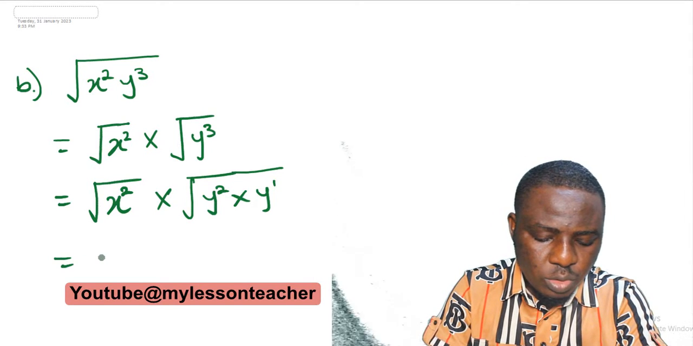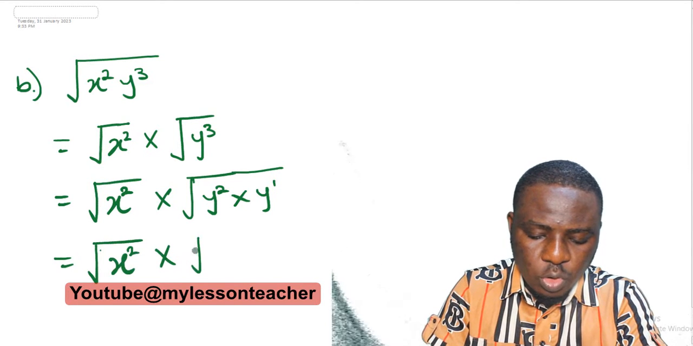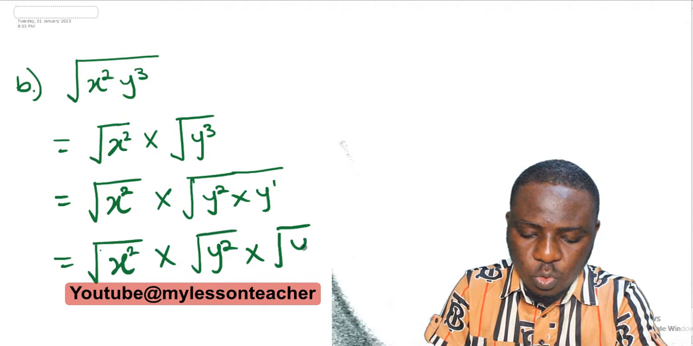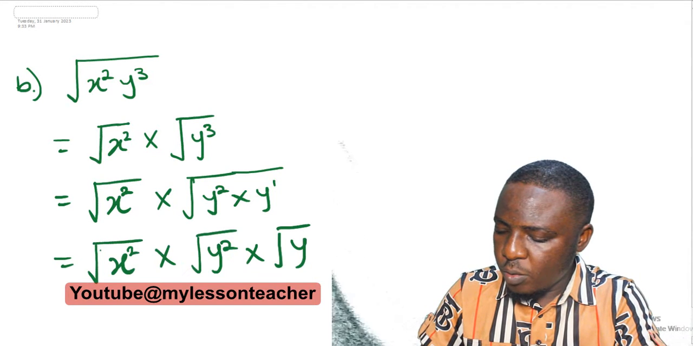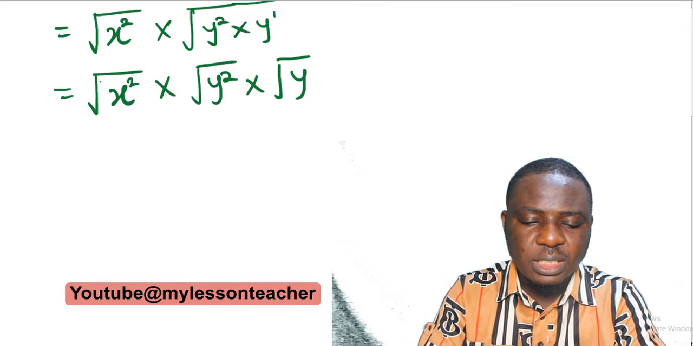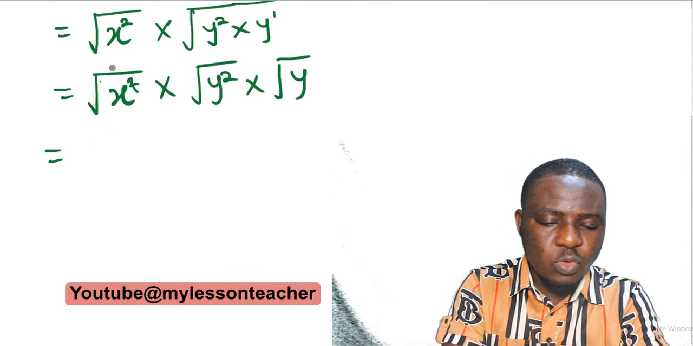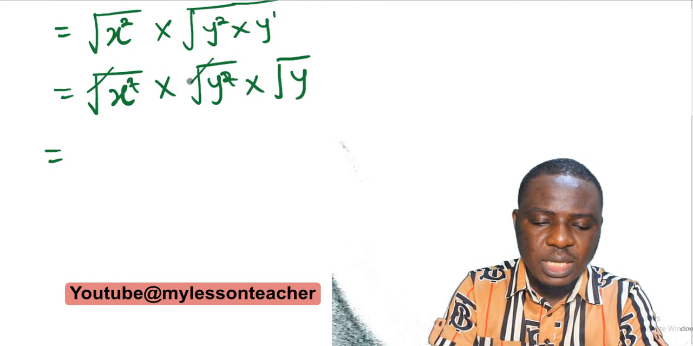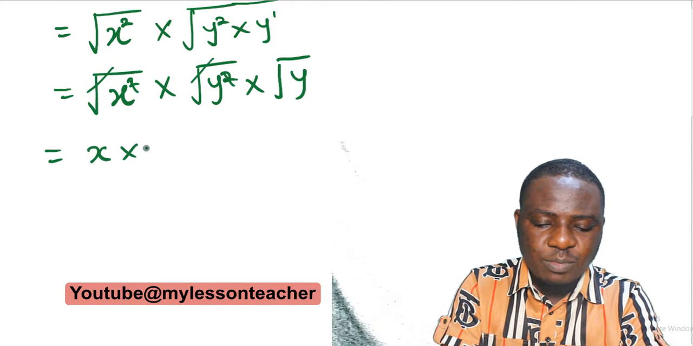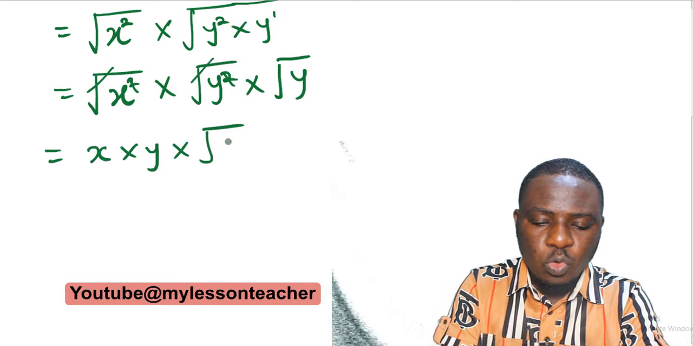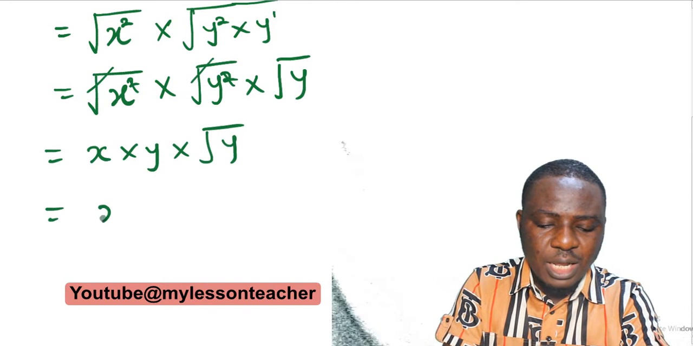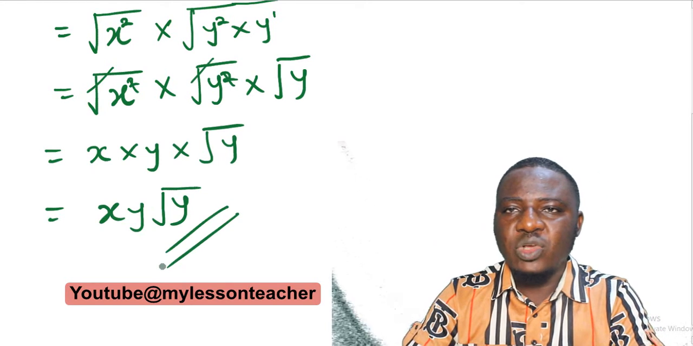So this becomes root X squared times root Y squared times root Y. For we know that the square root of a square is a number, so the square root will cancel this square, same with this, leaving us with X times Y times root Y. This becomes XY root Y as your answer.